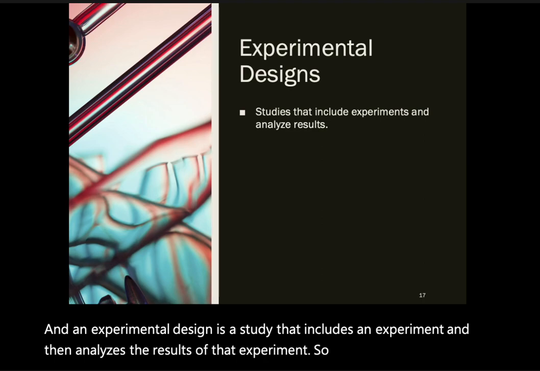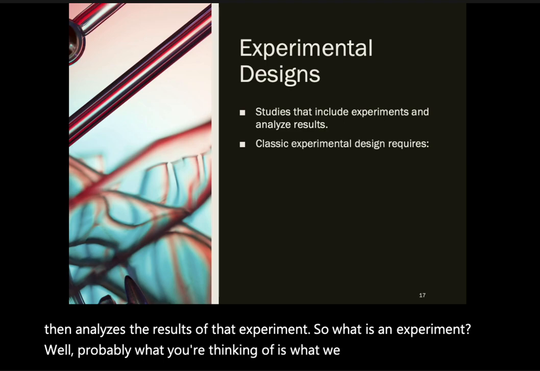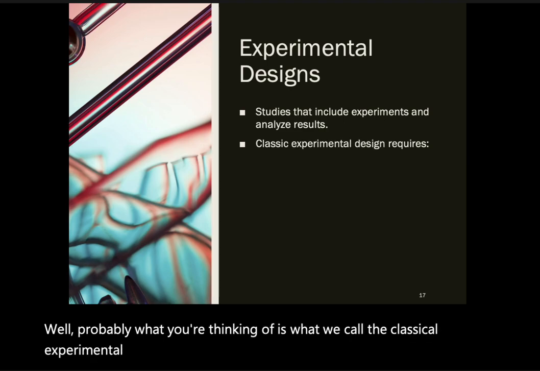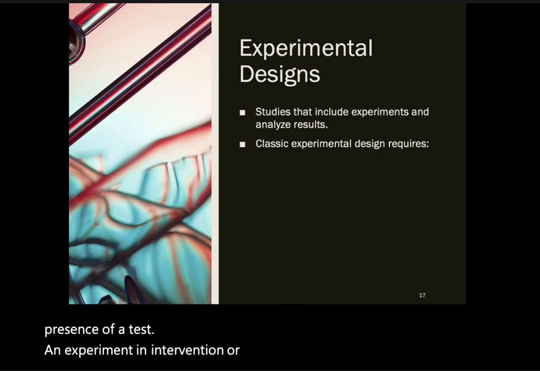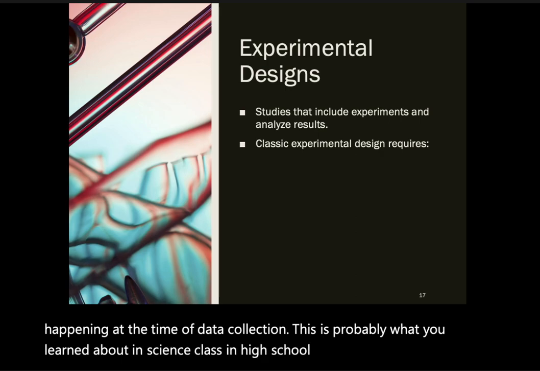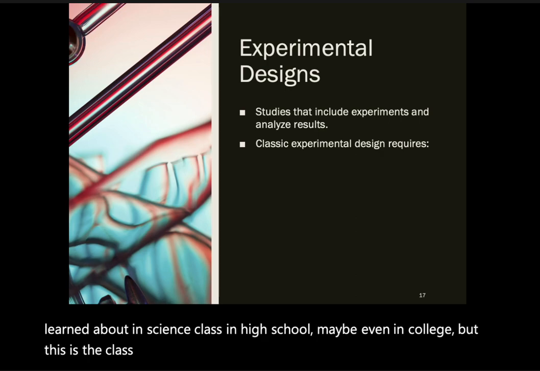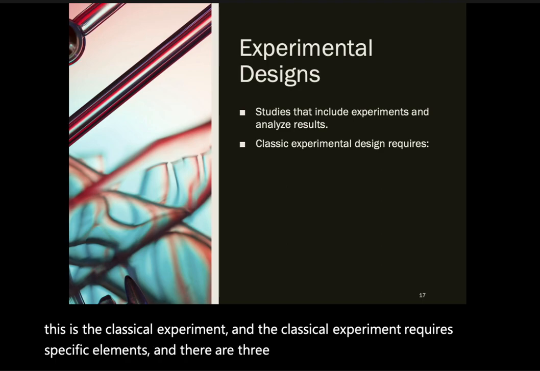So, what is an experiment? Well, probably what you're thinking of is what we call the classical experimental design. And the classical experimental design refers to the presence of a test, an experiment, an intervention, or some form of manipulation that's happening at the time of data collection. This is probably what you learned about in science class in high school, maybe even in college, but this is the classical experiment. And the classical experiment requires specific elements, and there are 3 required elements of a classical experiment.